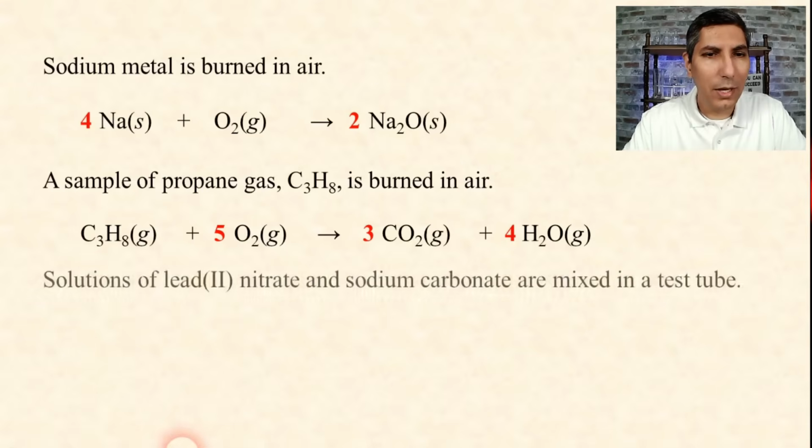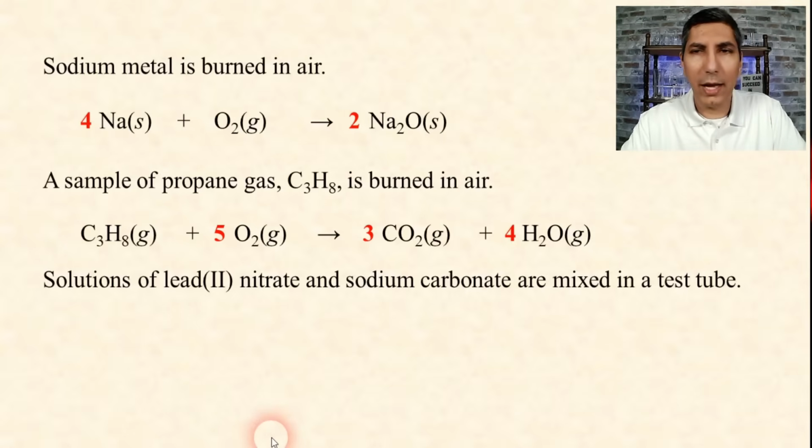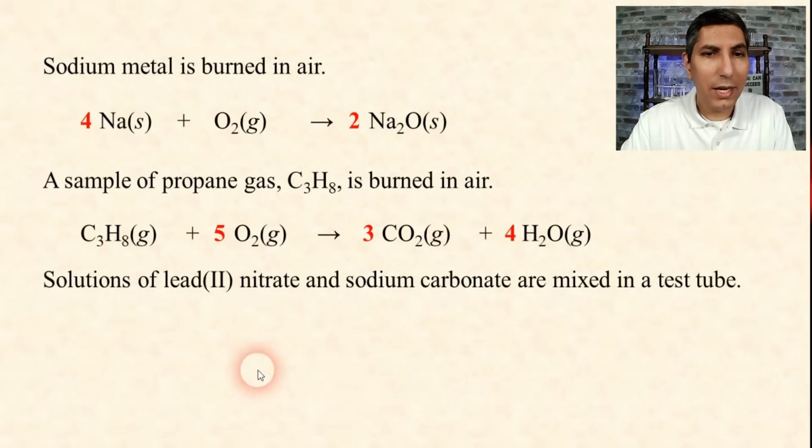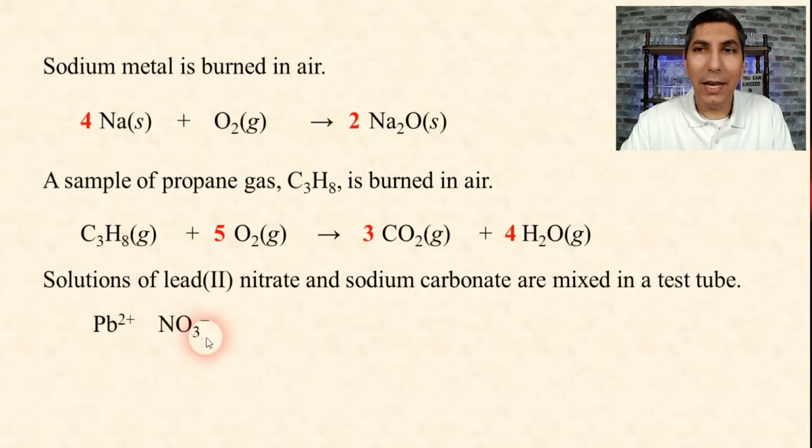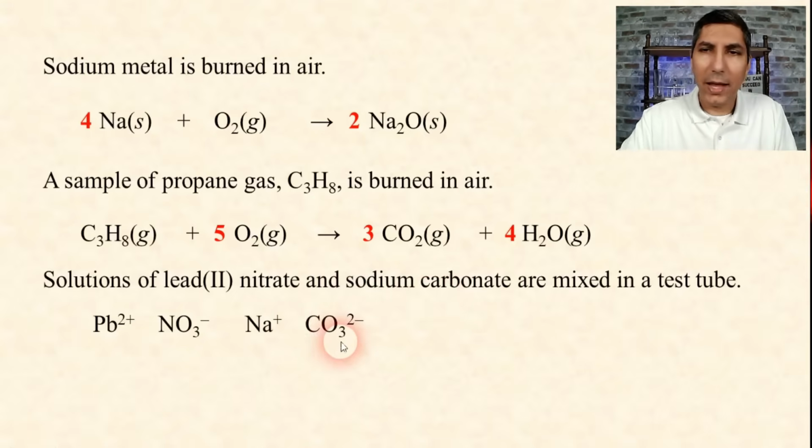So we have that. Now let's try a precipitation reaction. Let's say we have solutions of lead 2 nitrate and sodium carbonate that are mixed in a test tube. Once again, realize that if you have an ionic compound and it's soluble, it's going to be in its ionic form. So lead 2 nitrate solution is actually Pb2+ and NO3-. We have those ions swimming around. Then we have sodium carbonate, same thing, we have sodium ions, and then we have carbonate ions. And our job is to determine which of those two combinations is going to make the solid precipitate.